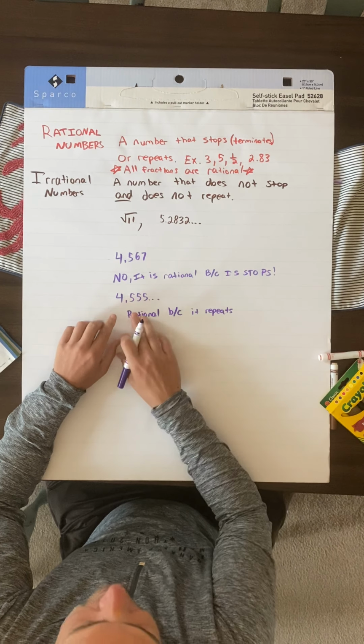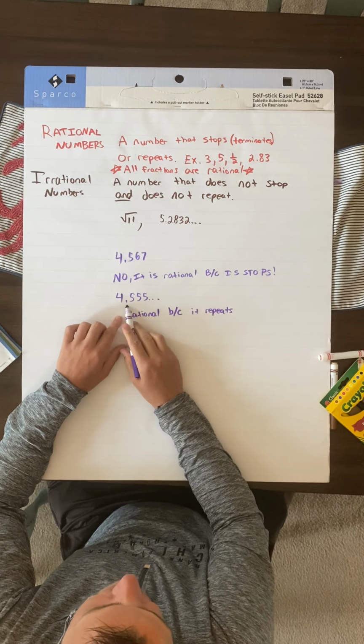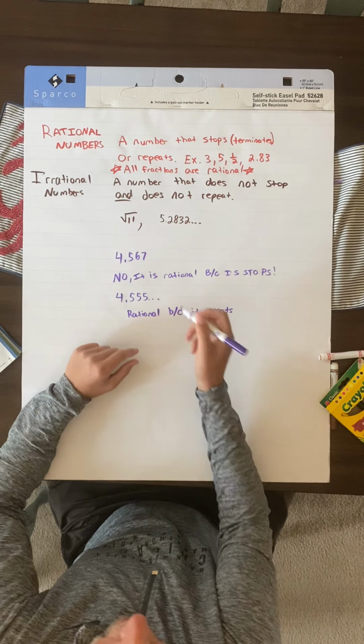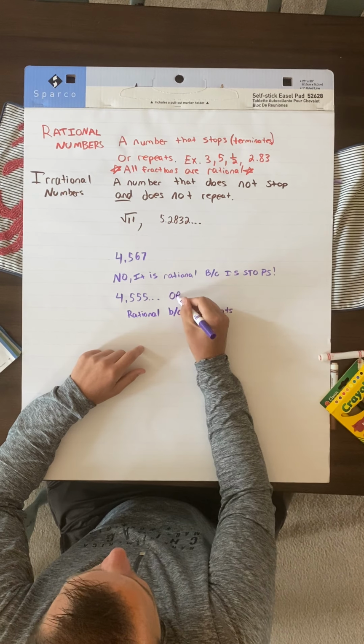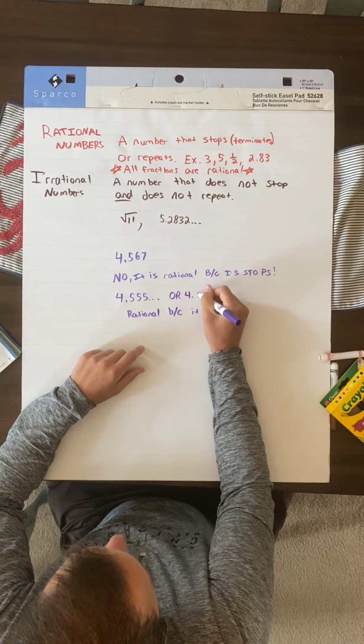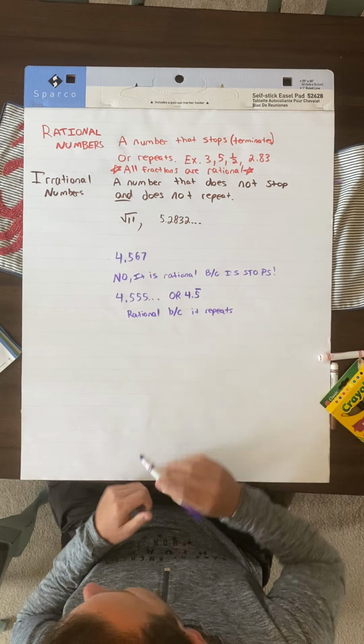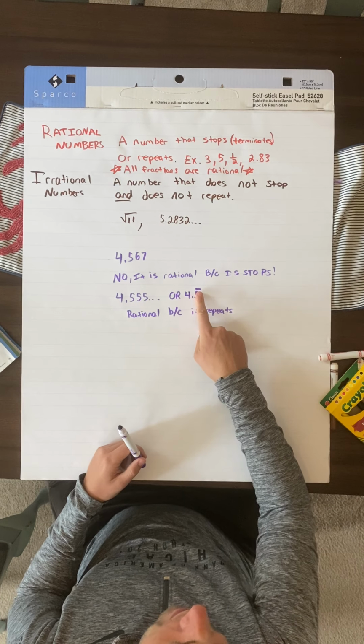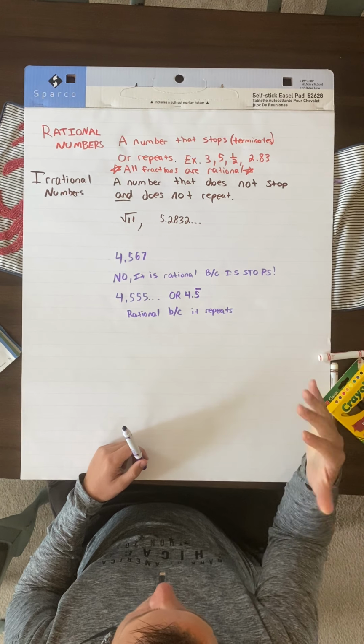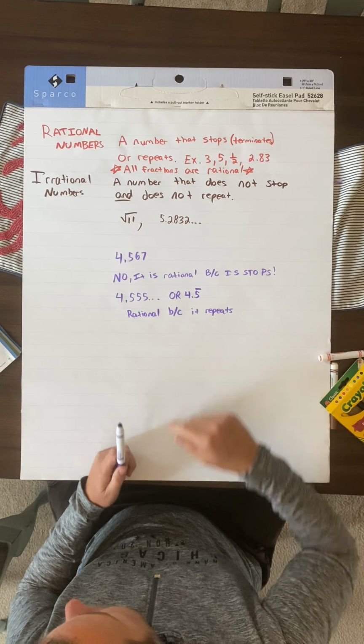Another way that you're going to see this, and it's more of a shortcut, instead of writing 4 point and then continuously writing 5s, would be 4.5, and then you put what's called a bar, B-A-R, above it. That means it repeats. So if you ever see a bar, that means it's going to be rational no matter what, because it repeats.